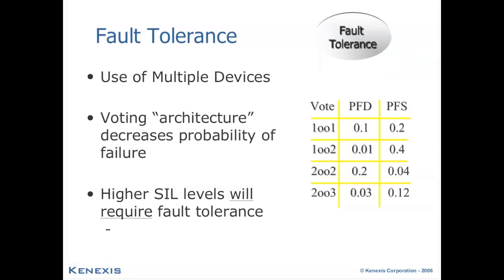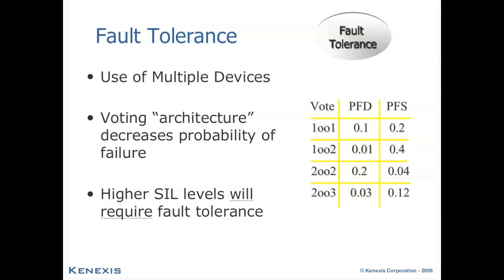Fault tolerance is the concept of using multiple devices in an architecture that decreases the overall probability of failure. The typical voting architecture that reduces the probability of failure is a 1 out of 2 voting architecture, where either device has the ability to put the process into a trip state regardless of the function of the second device. That reduces the probability of a dangerous failure, but increases the probability of a safe failure or a spurious failure of the process.